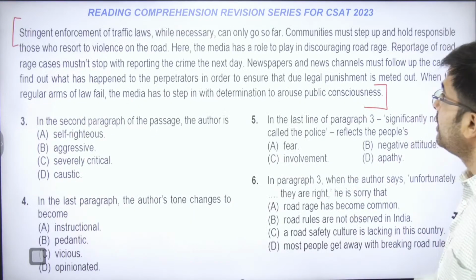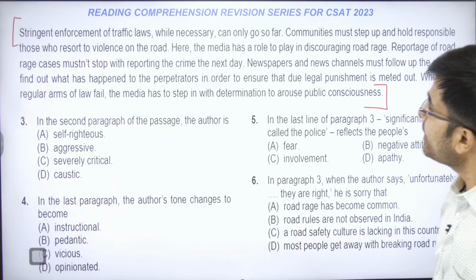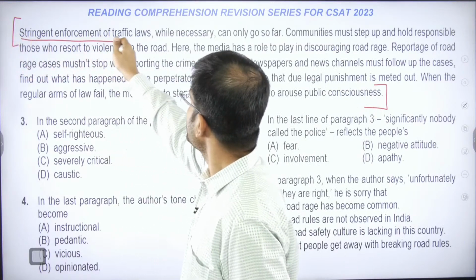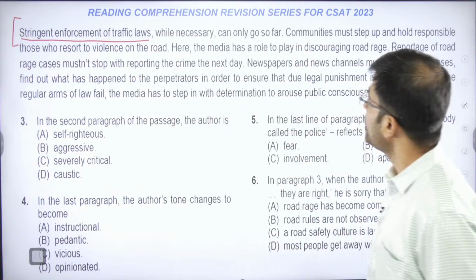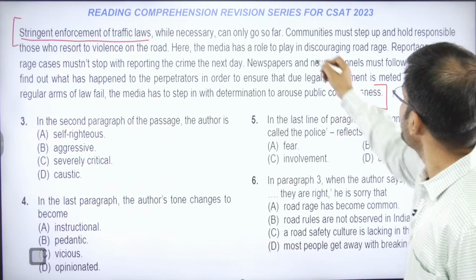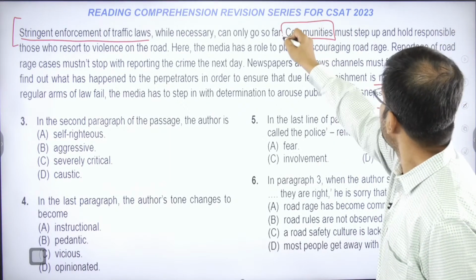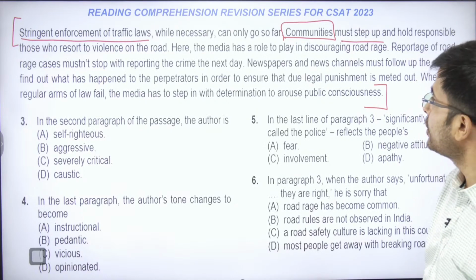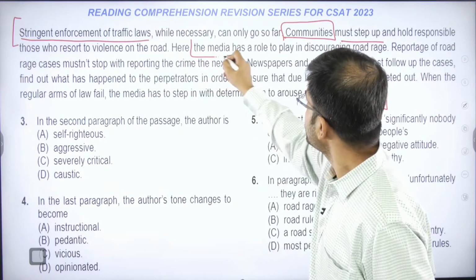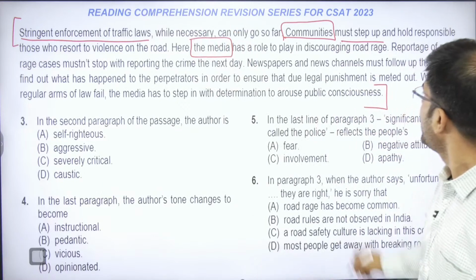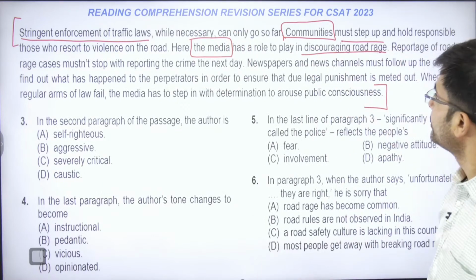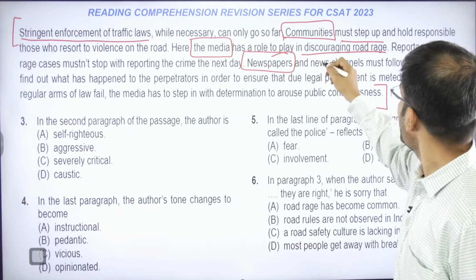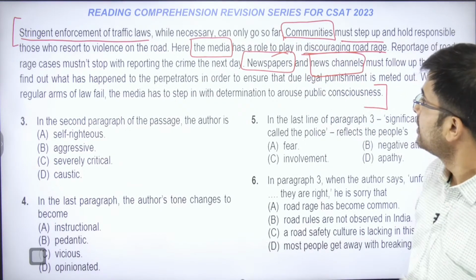Okay. Next, stringent enforcement of traffic laws. Now look at these very, very carefully. Stringent enforcement of traffic laws can only go so far. Communities must step up and hold responsible those who resort to violence on the road. Certainly, the author is also talking about media in discouraging road rage. Okay? Talking about newspapers and news channels.